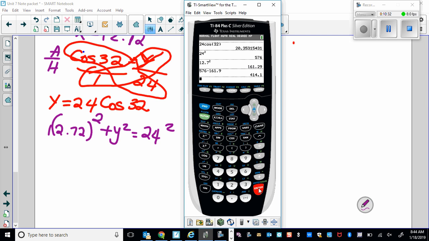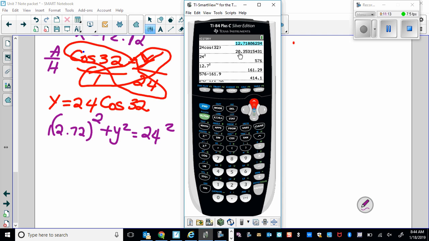Oh, I forgot the 29. Okay, I'm going to do it again. 576 minus 161.29, and I got 414.71. And then I'll do the square root of 414.71. So the answer should give me something closer to what we did earlier, right? Which is 20 point something. I didn't write it down. See, 20.36 is what I got this way. If you go up, when we did the trig, 20.35. See, so the trig one is the most accurate one.